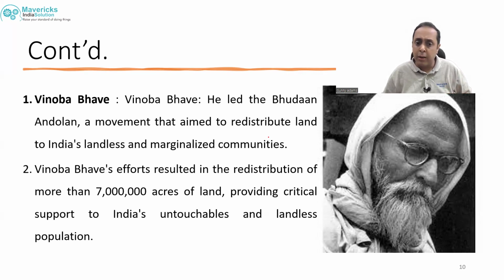Vinoba Bhave's efforts resulted in the redistribution of more than 70 lakh acres of land, providing critical support to India's untouchables and landless populations. तो विनोबा भावे जी का जो मूवमेंट था वो ये था कि डिस्ट्रीब्यूशन करना 70 लाख एकड़ जमीन को उन लोगों के बीच में, those who are being considered untouchables and those who are landless, people, so that they can start earning their livelihood, और वो अपनी एक नॉर्मल जिंदगी जी सके. It was his contribution as a social entrepreneur for the society's betterment.